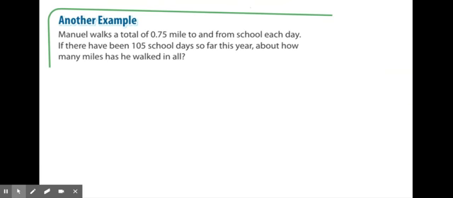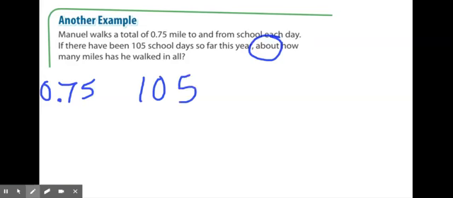Manuel walks a total of 75 hundredths of a mile to and from school each day. If there have been 105 school days so far this year, about how many miles has he walked in all? Well, first of all, we have that key word again, about. We know that we are estimating. We know that he walks 75 hundredths of a mile each day, and he's walked for 105 days.